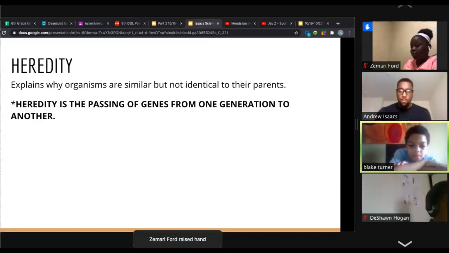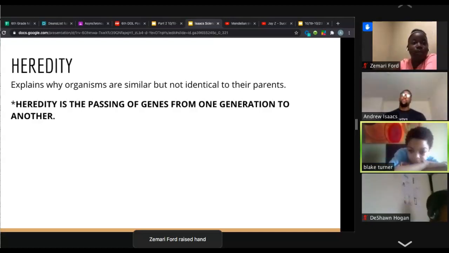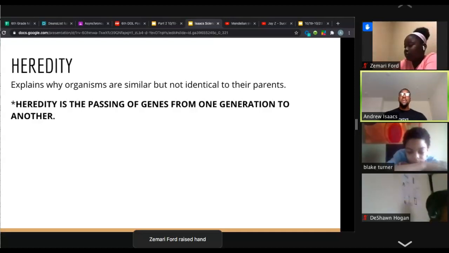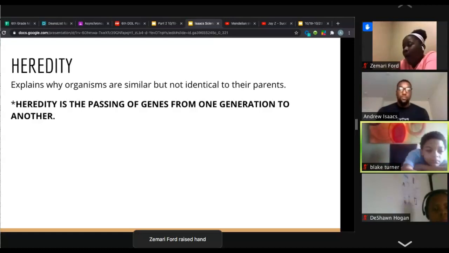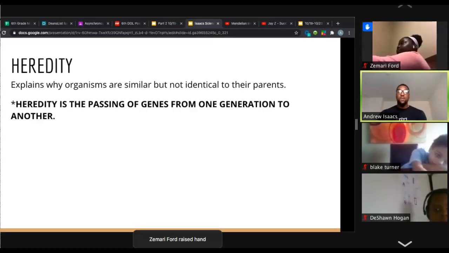Heredity is the passing of genes from one generation to another. So we talked about last class when we talked about DNA and how they have genes in them, or it has different traits. When you pass those traits from one generation to another, that is what heredity is, right?